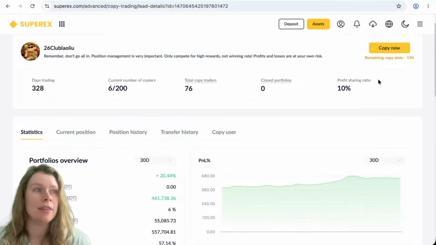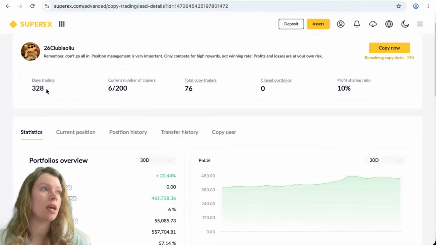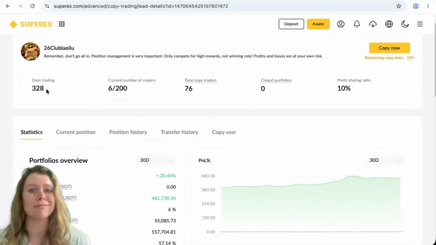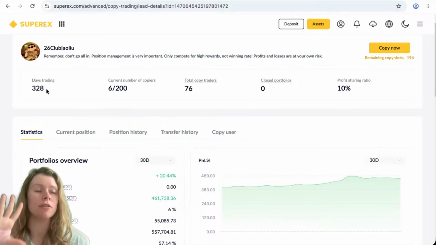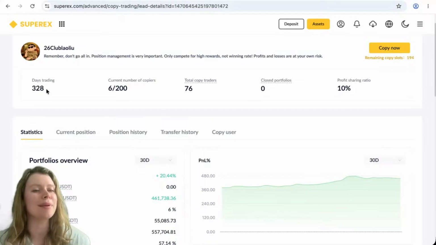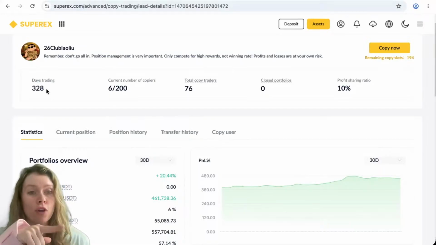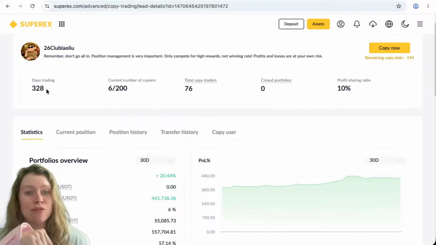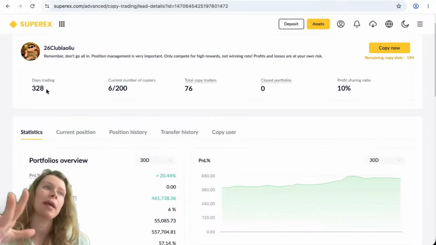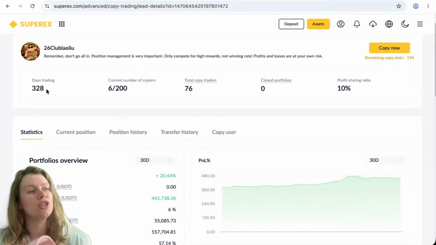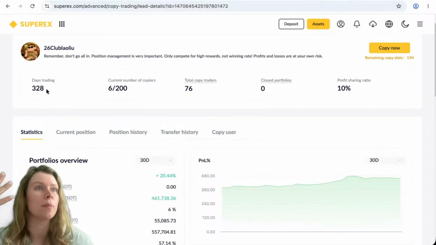All right, number 2, these 5 numbers are going to tell you what we're dealing with. So days trading, 328. That's almost a year. That's substantial. That means they've been doing this for a while. It's something that I would like to get into. All right, current number of copiers, 6 out of 200. That's basically empty and plenty of room, okay? So that means we're not going to be rushing to jump into it. There is definitely room to go.